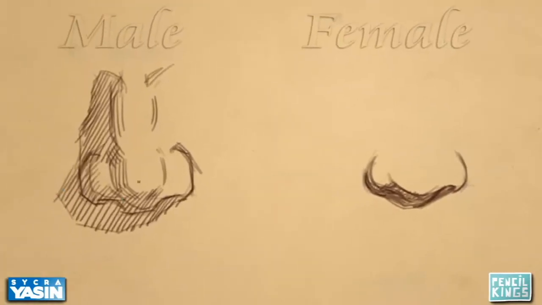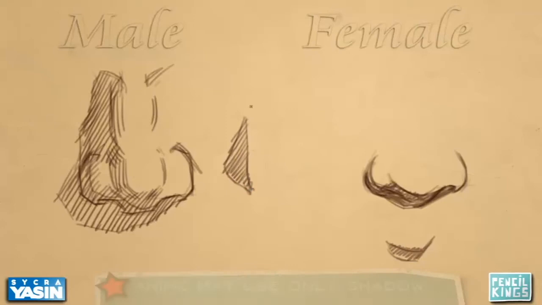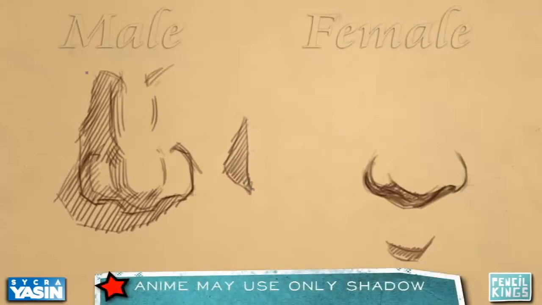Now what happens in anime sometimes is they try and replicate this, and you'll see sometimes noses that have this shape, or maybe this shape, where actually the only definition is the shadow, this shadow shape.